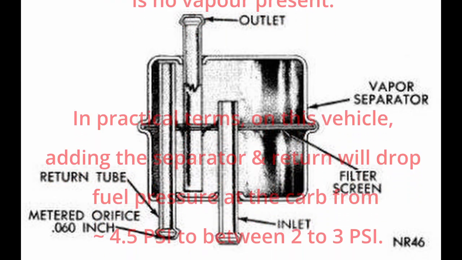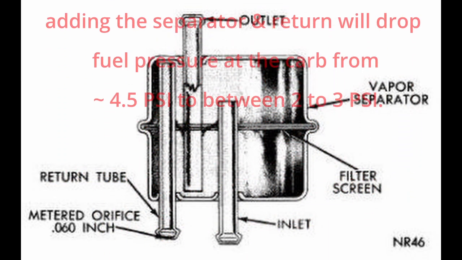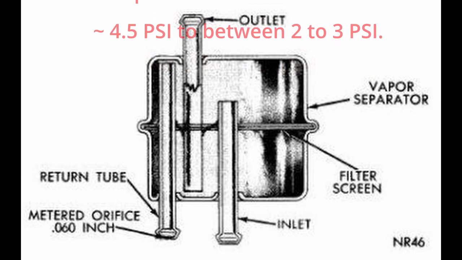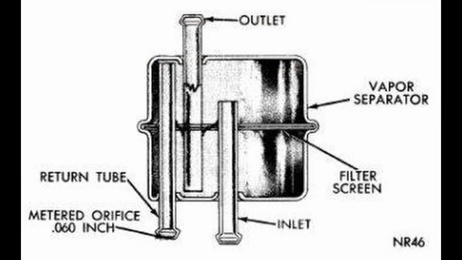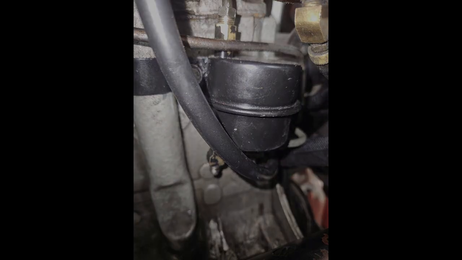In practical terms, on this vehicle, adding the separator and return will drop fuel pressure at the carb from approximately 4.5 psi to between 2 to 3 psi. In this case, the separator is mounted to the engine's oil fill tube below the oil filter. Initial temperature checks. Note that we now have the return line from the separator visible next to the fuel line that's feeding the pump.